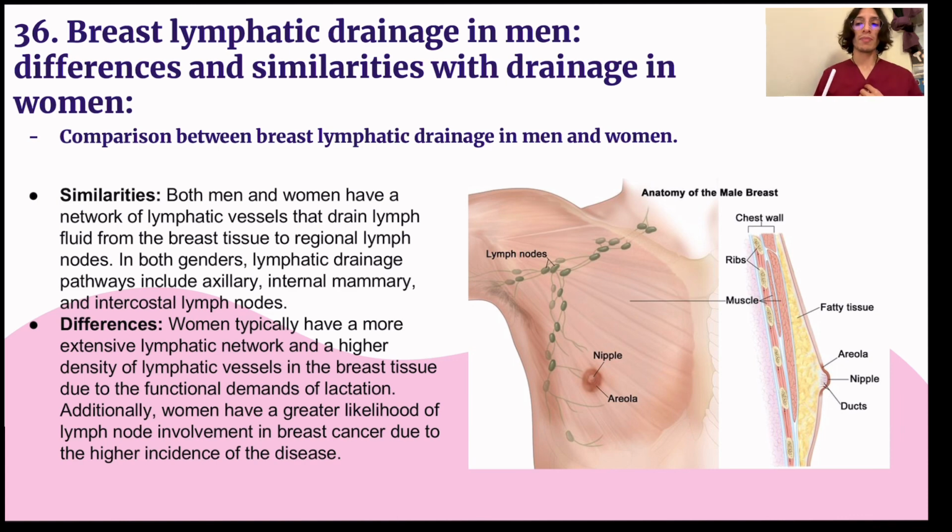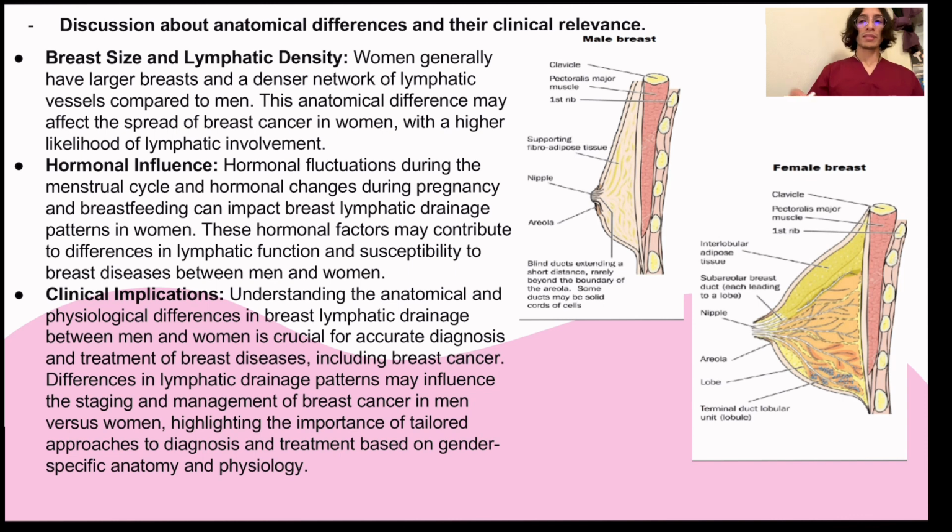Differences: women typically have a more extensive lymphatic network and a higher density of lymphatic vessels in the breast tissue due to the functional demands of lactation. Additionally, women have a greater likelihood of lymph node involvement in breast cancer due to the higher incidence of the disease. Breast size and lymphatic density. Women generally have larger breasts and a denser network of lymphatic vessels compared to men. This anatomical difference may affect the spread of breast cancer in women, with a higher likelihood of lymphatic involvement.